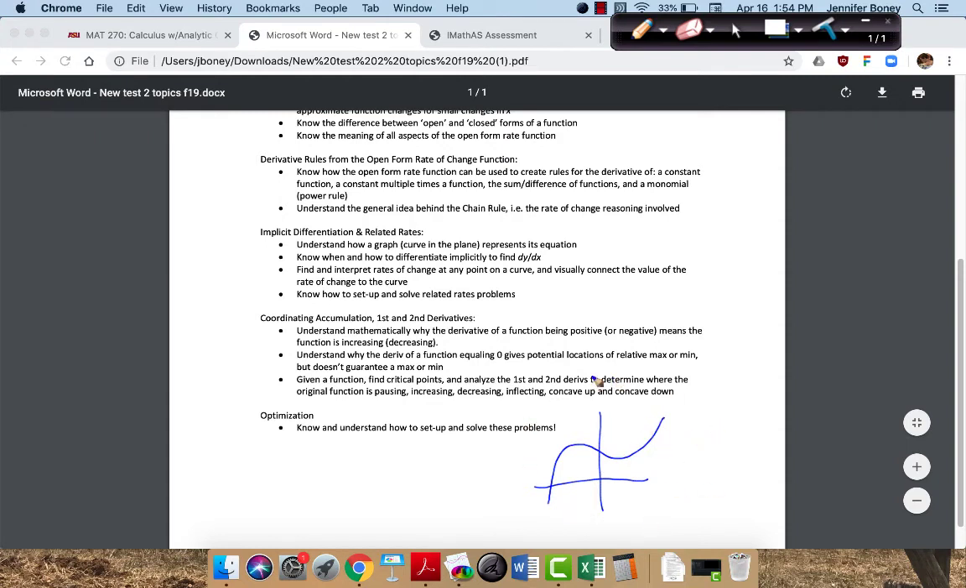There'd be numbers on here. Tell me where the second derivative is positive. Where might the second derivative be 0 or approximately 0? All those sorts of things. You had a lot of graphs like this in the homework.